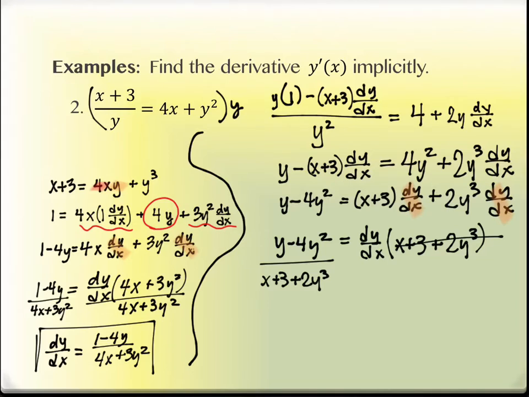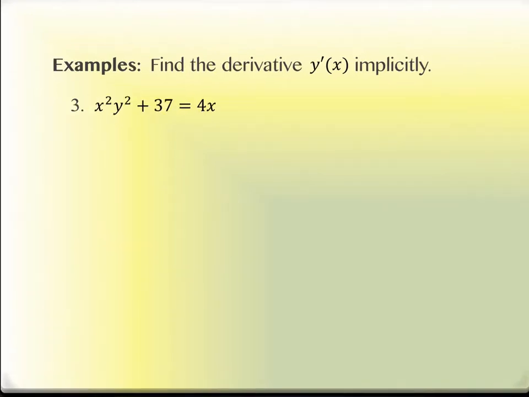All right. Let's move on to a different one. All right, number 3, same directions as before. We're finding the derivative implicitly. I have x squared y squared plus 37 equals 4x on this one. So that first piece, I've got the x squared and the y squared multiplied, which means I'm going to have a product rule, right? So we have a product rule going on right here.